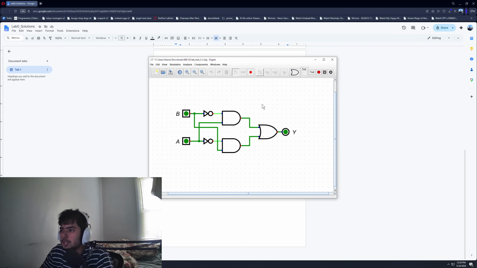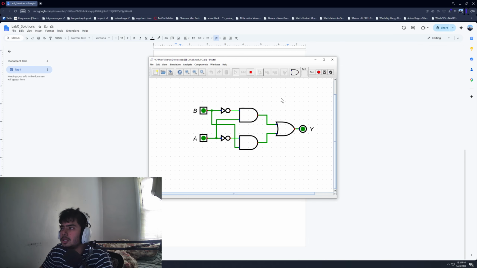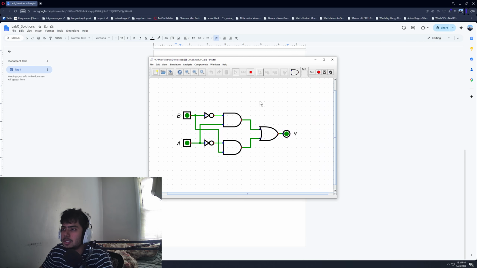So here we have our XOR circuit. XOR ultimately is basically we're trying to make it so the output is only on, or one, whenever both of the inputs are different. So whenever only one of them is on, the output is going to be on.